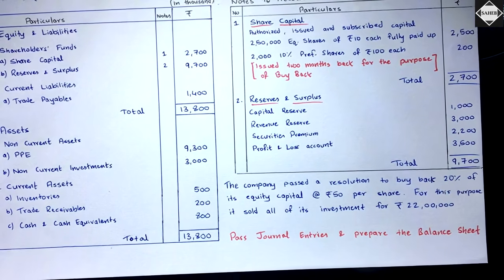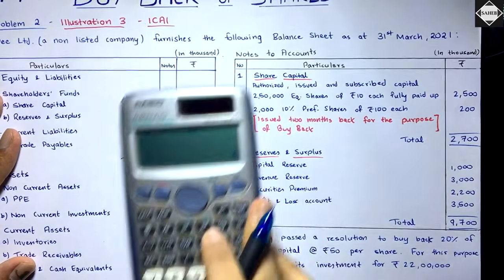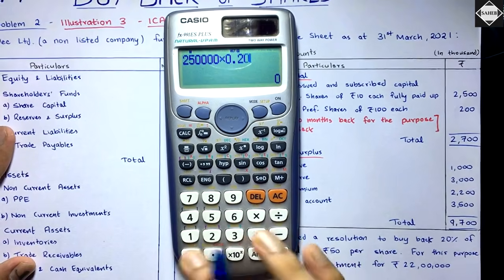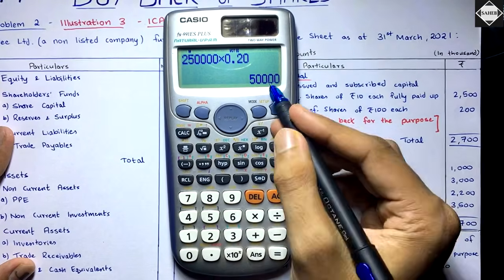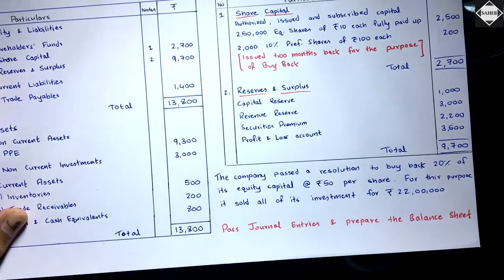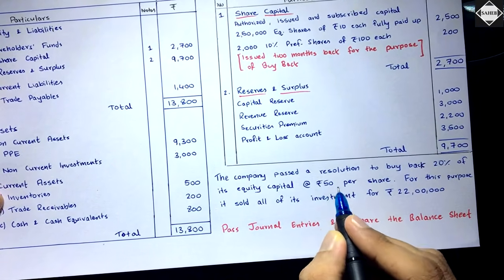20% of equity capital means what? What's the equity capital over here? See, 2,50,000 equity shares. So 2,50,000 equity shares into 0.20, 20%, right? So how many shares are being bought back? 50,000 shares. Is that clear? Then they are saying they are being bought back at rupees 50 per share. So this is the buyback price.